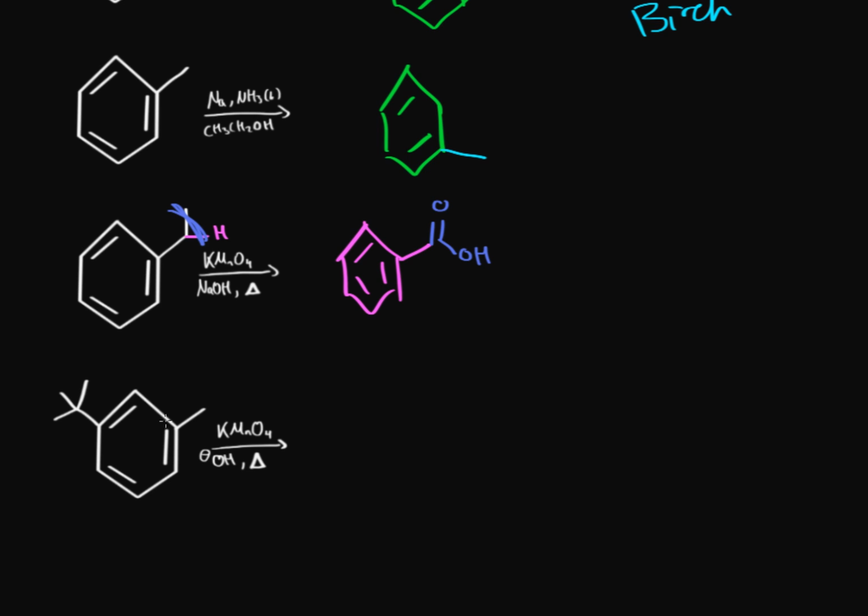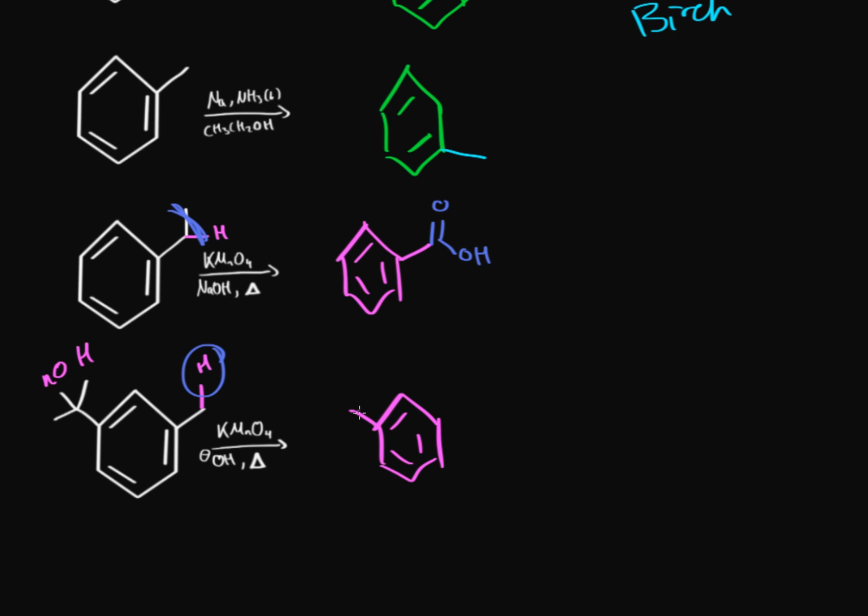Now in this situation, we have the same thing again, where we have a benzylic hydrogen over here, but over here on this tert-butyl group, we have no benzylic hydrogen, so no H. So no benzylic hydrogens over here. So potassium permanganate can grab onto this. It can do that, but there are no hydrogens over here for it to grab onto. So the product will simply be the benzene ring.